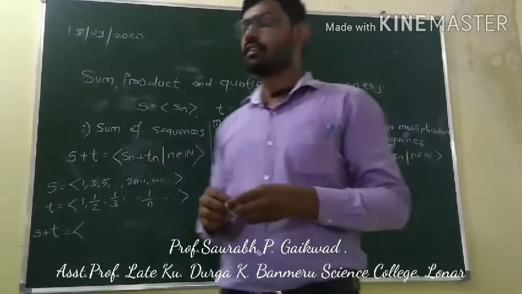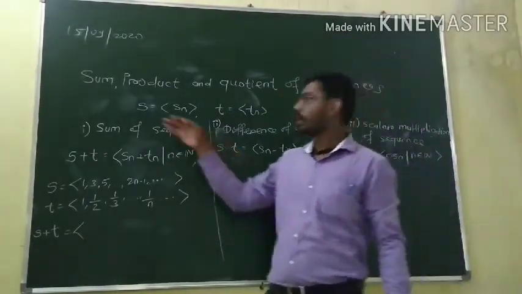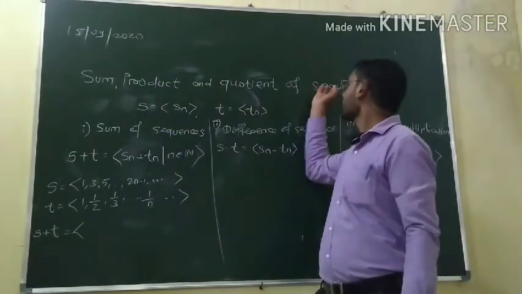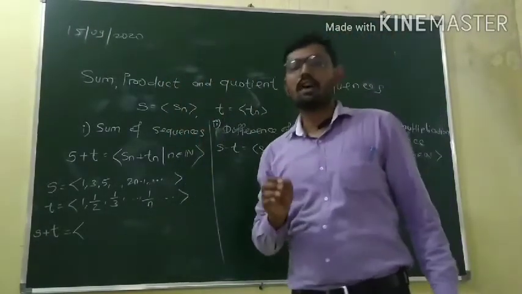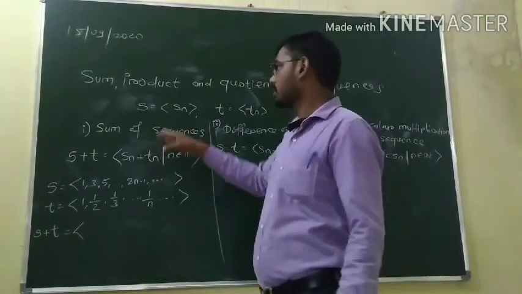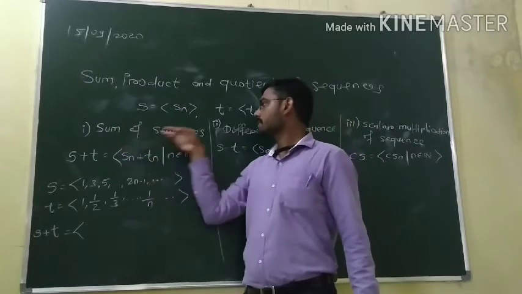In today's lecture, we will focus on some simple points. The next point is the sum, product, and quotient of sequences. That is, how to add two or more sequences, how to subtract sequences, and how to divide and multiply sequences. This is a very simple point. The first point is the sum of sequences.